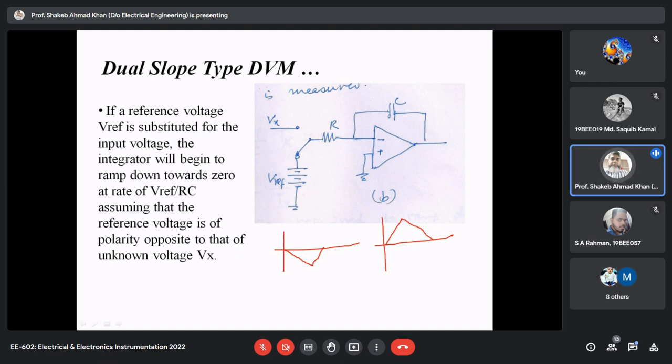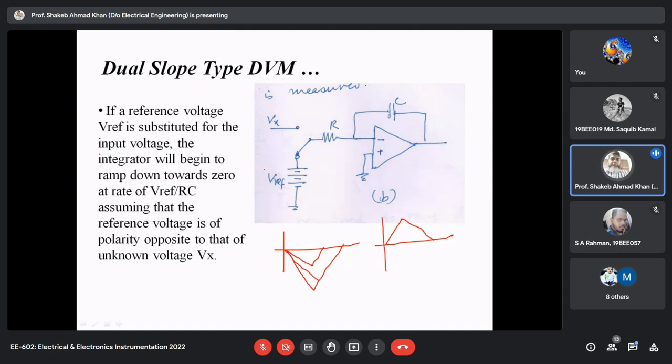So this is how your dual slope works. And why it is dual slope, you see, slope is basically decided by the unknown voltage and reference voltage. So if the unknown voltage is high, then your slope will be high. And at the same time you will reach a higher voltage, and you will take more time to reach zero value, because of the ramp down.